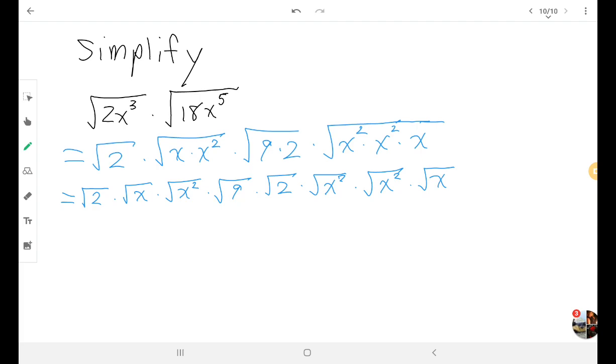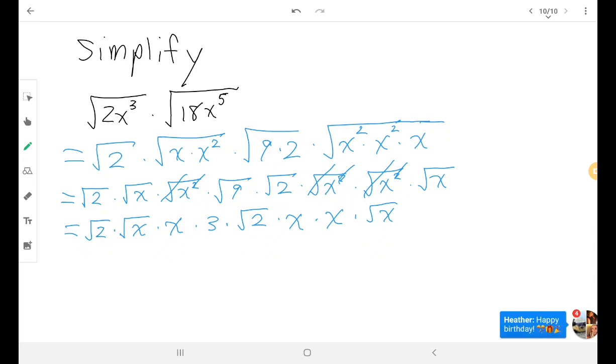Well, now there's lots of things with answers, right? Square root cancels a square. So now I've got the square root of 2 times the square root of x times x times the square root of 9. What number do you square to get 9? And that answer is 3, times the square root of 2 times x, because those squares and square roots cancel each other, times the square root of x.